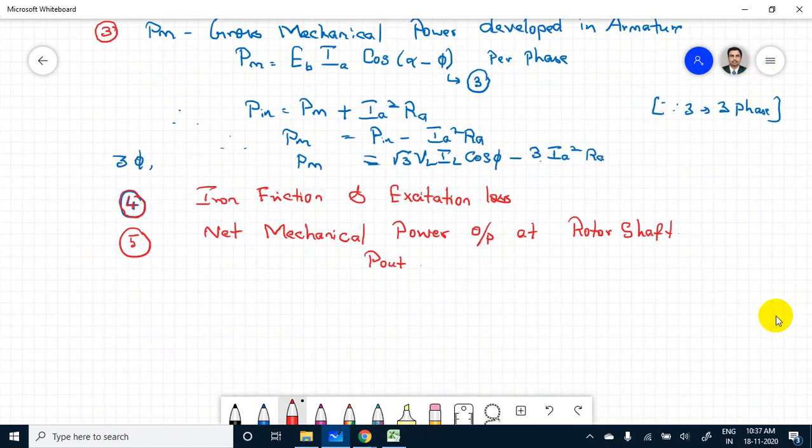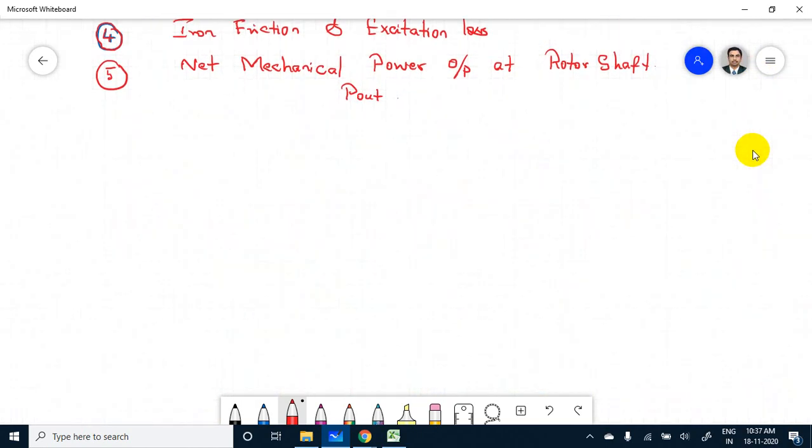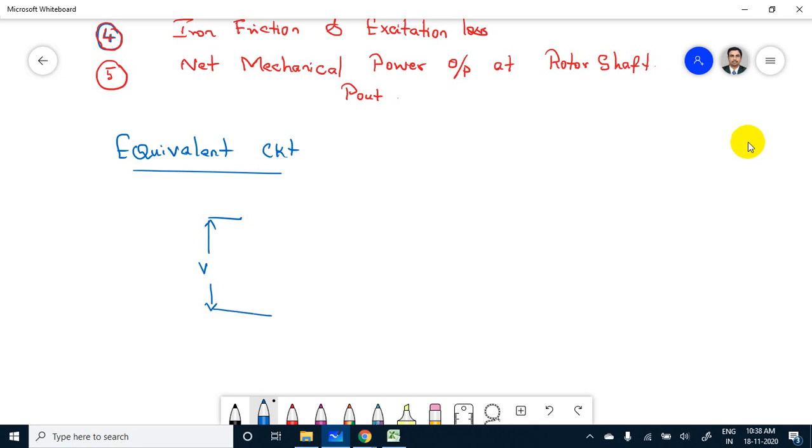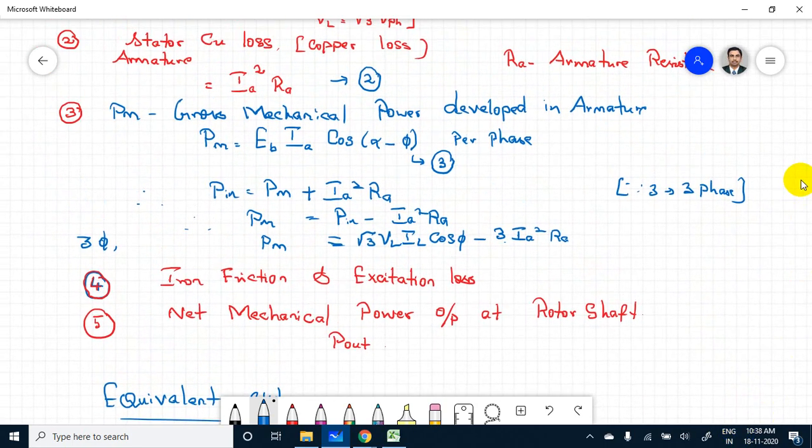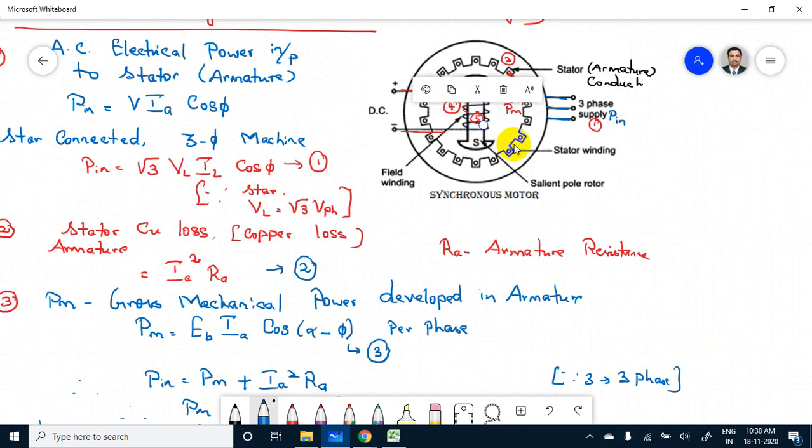Okay, now by using this concept I am going to draw an equivalent circuit of synchronous motor. Equivalent circuit means we are giving voltage. I will take this diagram again. I can copy this diagram and it is easy.